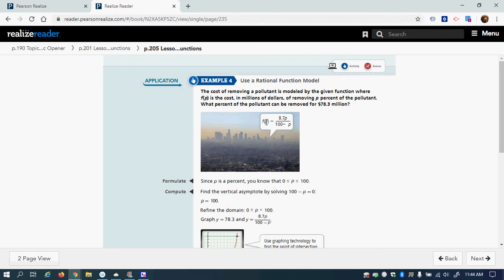So they give you the equation. So f of p is the cost, right? And then you have 8.7p over 100 minus p. So since p is the percent, you know it has to be between 0 and 100. It could be 0, it could be 100.